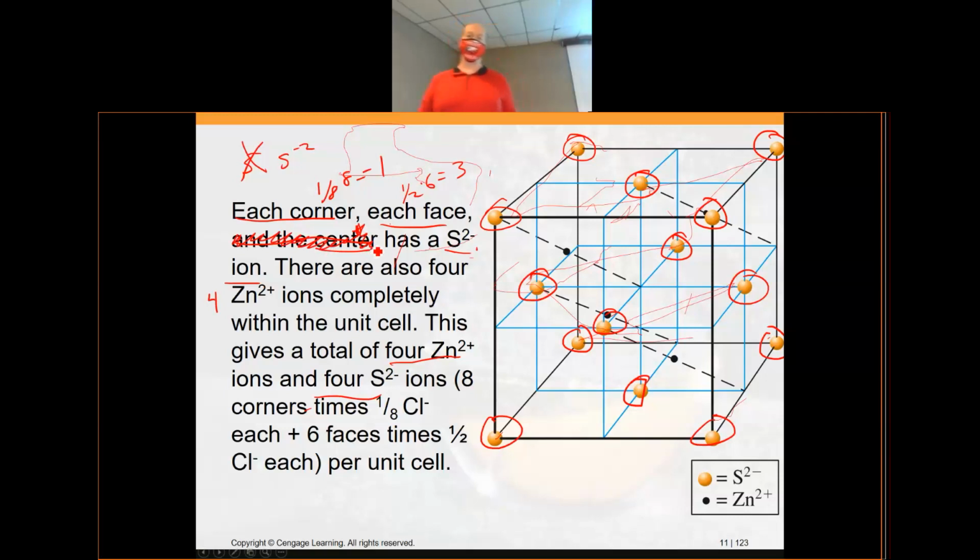All right, so that's each corner and each face. And so each corner, that would give you 1. Each face, that would give you 3. That's your total of 4. And then your black ones that are completely inside of the structure. This one is kind of hidden back here. And so you have your 4 Zn+2s and your 4 S-2s. And so again, you knew that -2 and +2 is going to be a 1-to-1 ratio, and it is 4-to-4, which reduces down to 1-to-1. Your simplest ratio is ZnS.